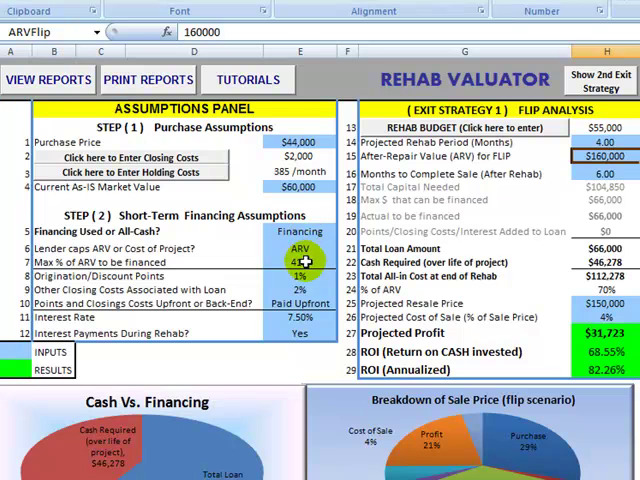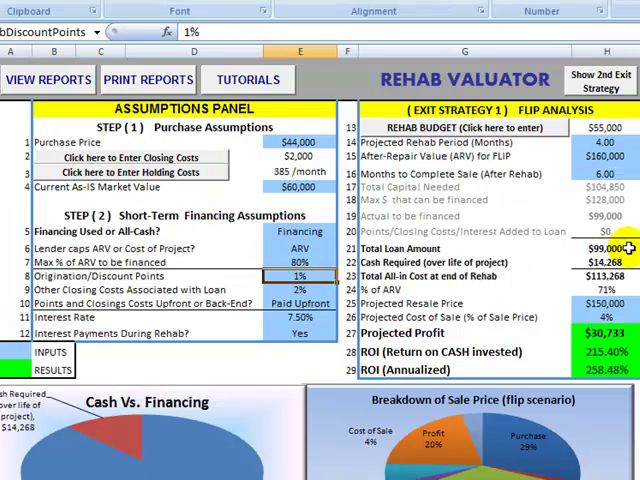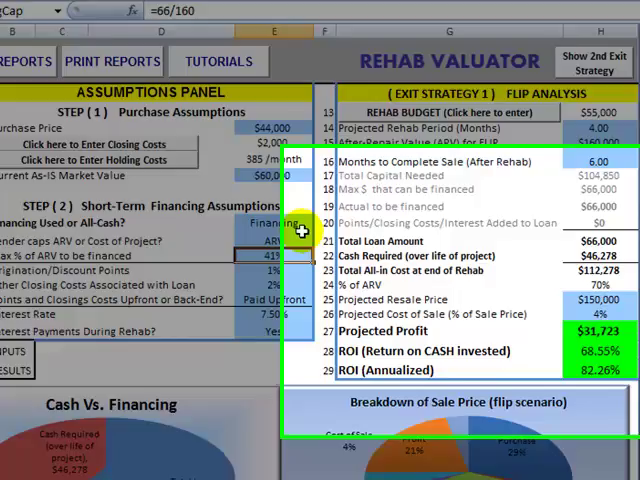So they would have lent me a maximum of 80% of that, which would have allowed me to borrow $99,000. But I decided not to borrow the full amount. I had some extra cash that I needed to put to work at the time, so I ended up borrowing $66,000. In here, I literally just put in equals 66 divided by 160, and it ends up that I borrowed around 41% of the after repair value from the bank.